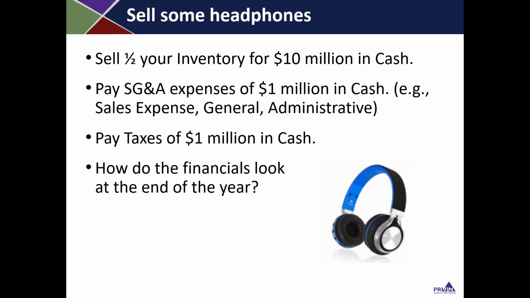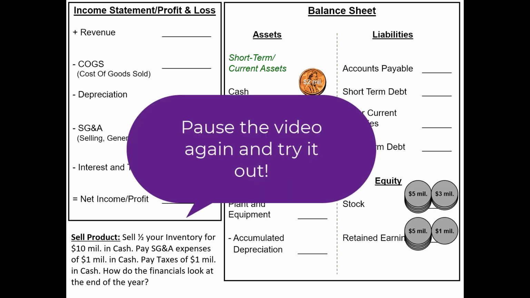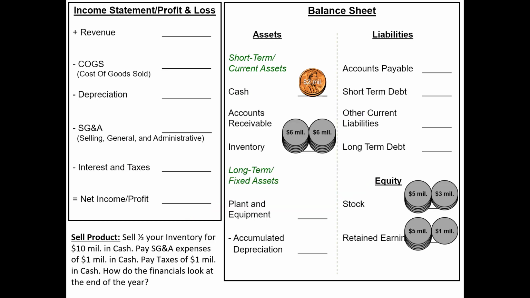So let's say we're going to sell half of our inventory. And the price that we're going to sell it at is a total of $10 million, and we're going to get paid in cash. We've got to pay SG&A, which is selling, general, and administrative expenses of $1 million, and we're going to pay that out in cash as well. We're going to pay taxes of $1 million also in cash. So how do the financial statements look at the end of the year? That is your task. So we can use the same setup that we had established for our company. And if you'd like to pause the video and work this through yourself, feel free, and I'll be right back. You can see how I did it.